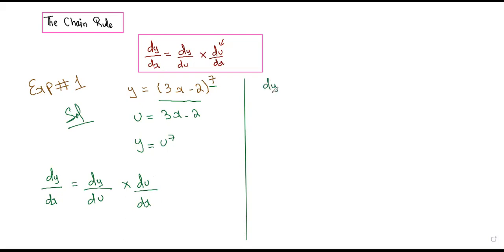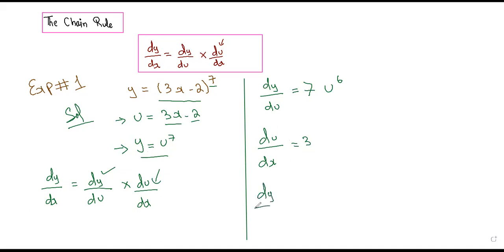Anyways, dy by du is going to be... Now we need to follow this equation. What is the derivative of y with respect to u? So it would be 7u to the power 6. And what is du by dx? Du divided by dx. So we got this, we are finding this. So for this, I am going to follow this equation. The derivative of this term would be 3, and for this term, it would be 0. So this is what we have.